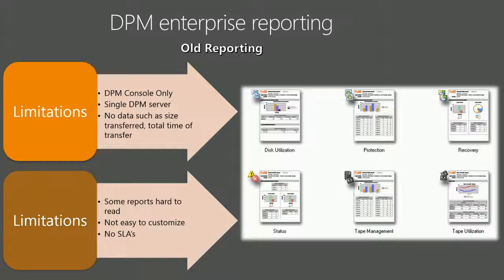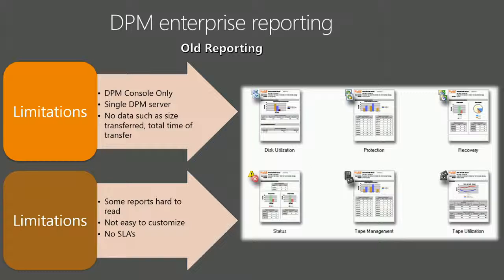So with these reports, some of the issues, right, it's per DPM server only. So if you have multiple DPM servers, that's really bad for your reporting, right? Because you don't want to have to RDP out to each DPM server, run a report, and do all that stuff. And you cannot get the data that you actually need to answer those questions we had on that first slide. Questions like how much data was transferred per backup, how long did it take? Those are critical pieces of information that you want to know.